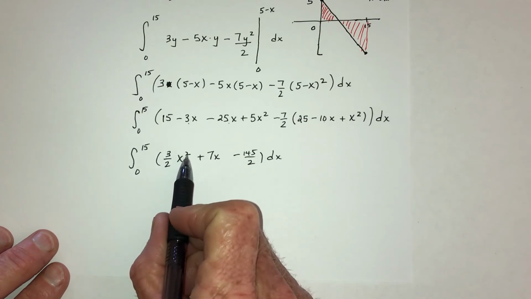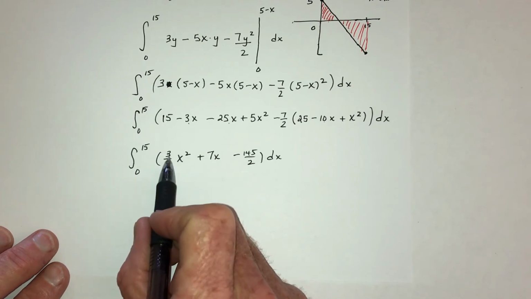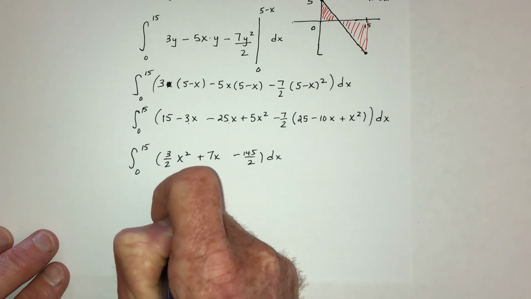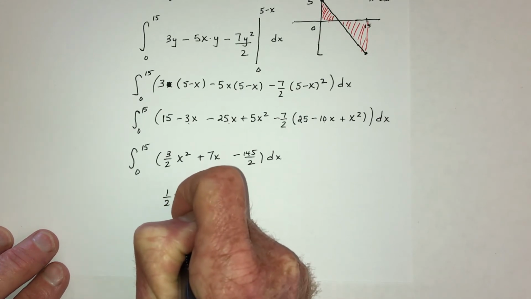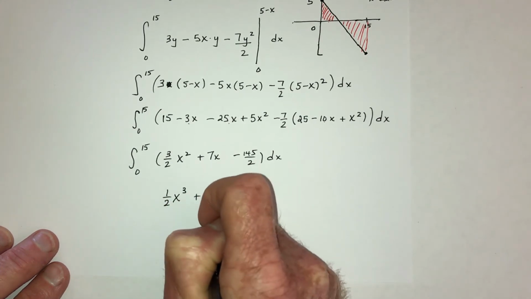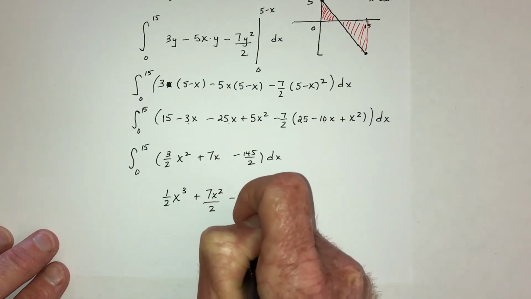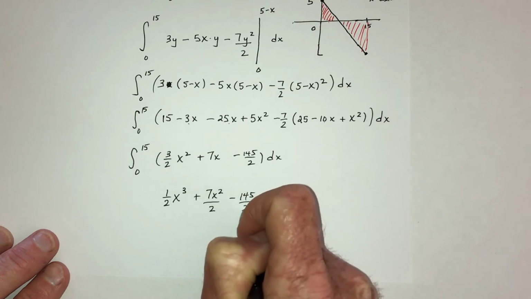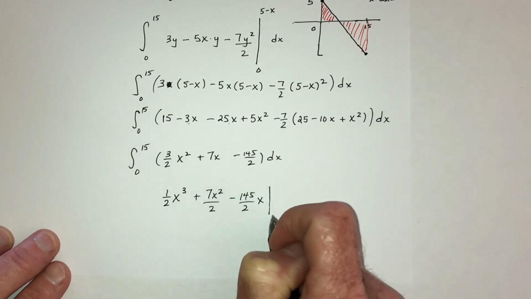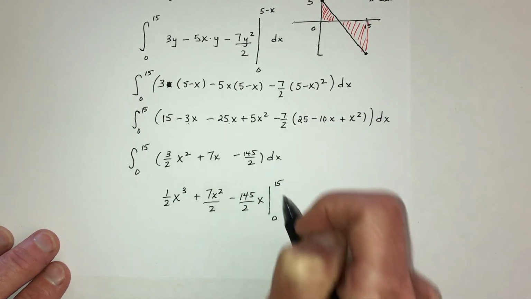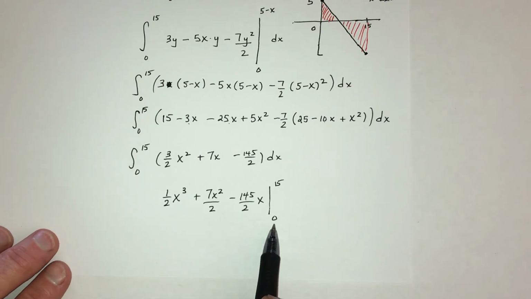So this will be x to the 3 over 3. When you divide by 3, it's going to cancel that one. So it's going to leave 1 half x to the 3 plus 7x squared over 2, then minus 145 over 2 times x. Evaluate that from 0 to 15. And right now, I'm very grateful for the 0.